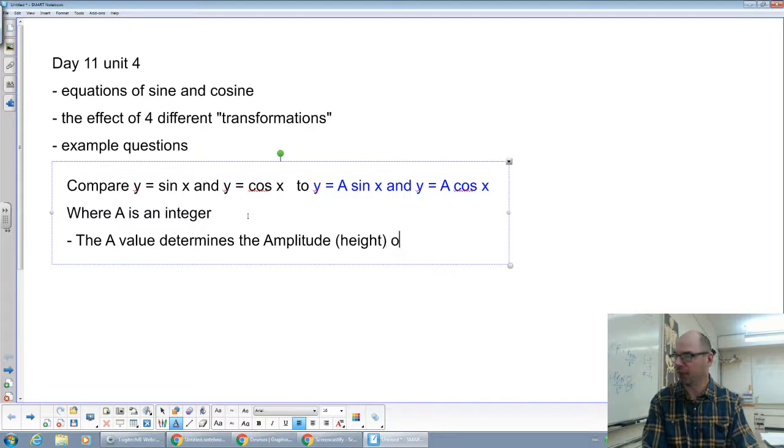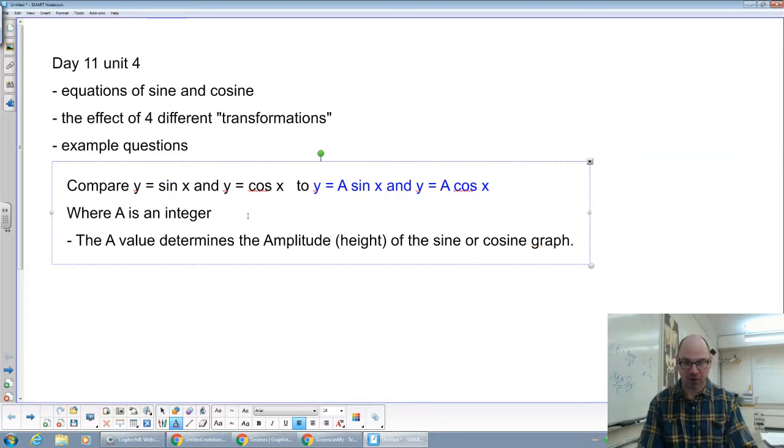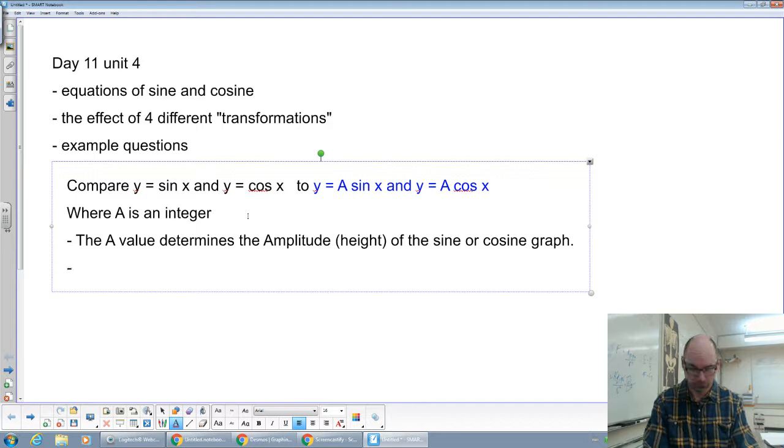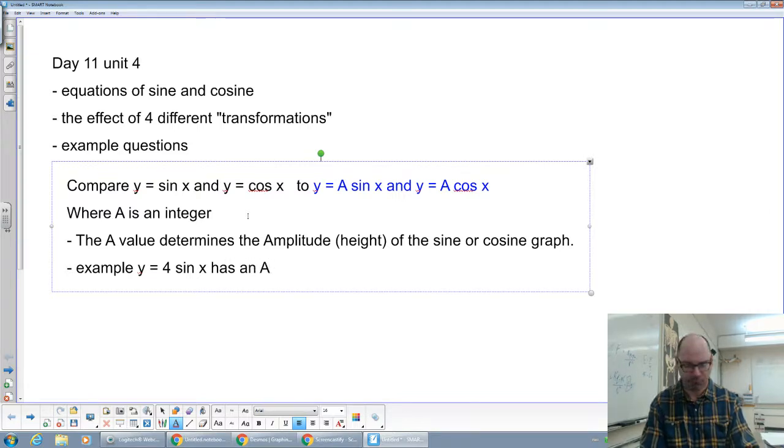Okay, which is height of the sine or cosine graph. And that's what we found out there when we did that. Example: y equals 4 sine x has an amplitude of 4. Okay.